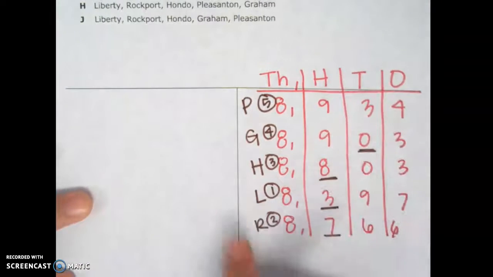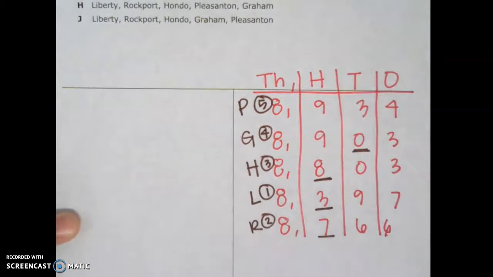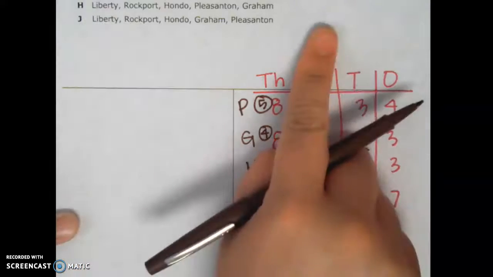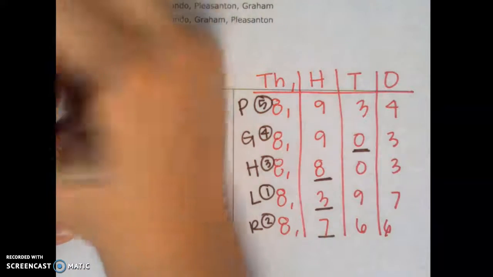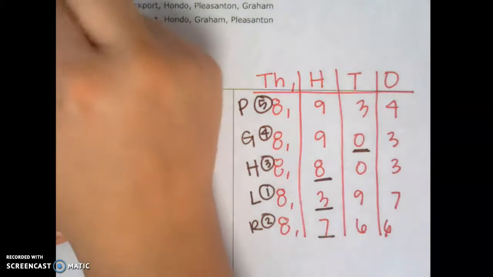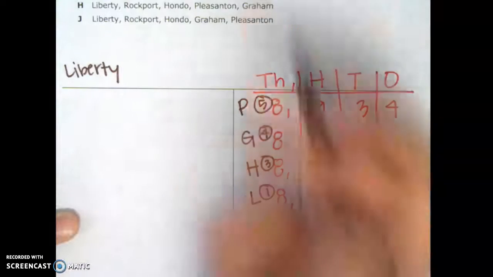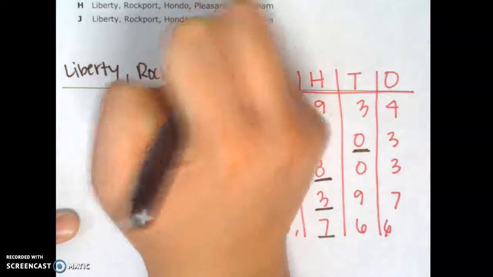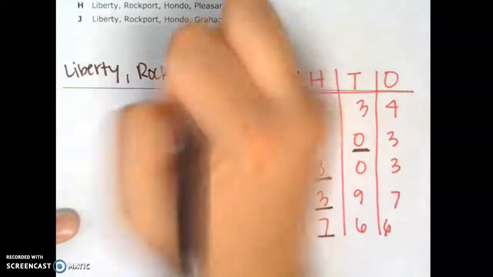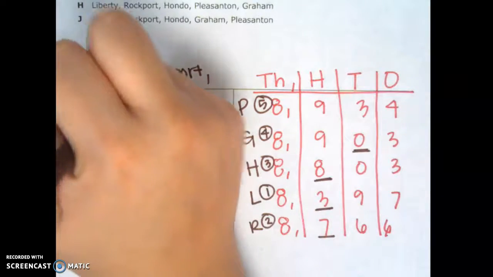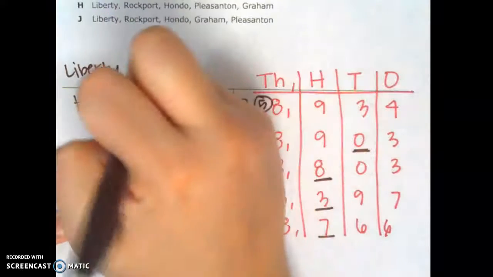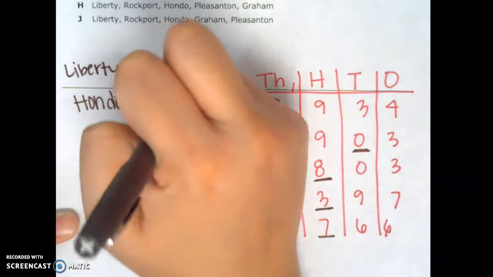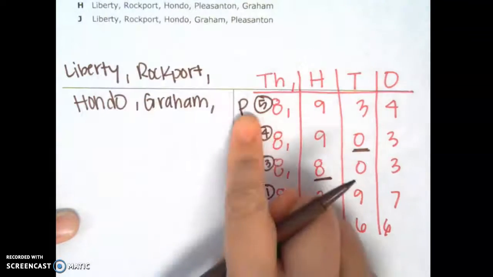So what I'm going to do is write out these just like you see in your answer choices up here. Liberty is first. Rockport. Hondo. Graham. And Pleasanton.